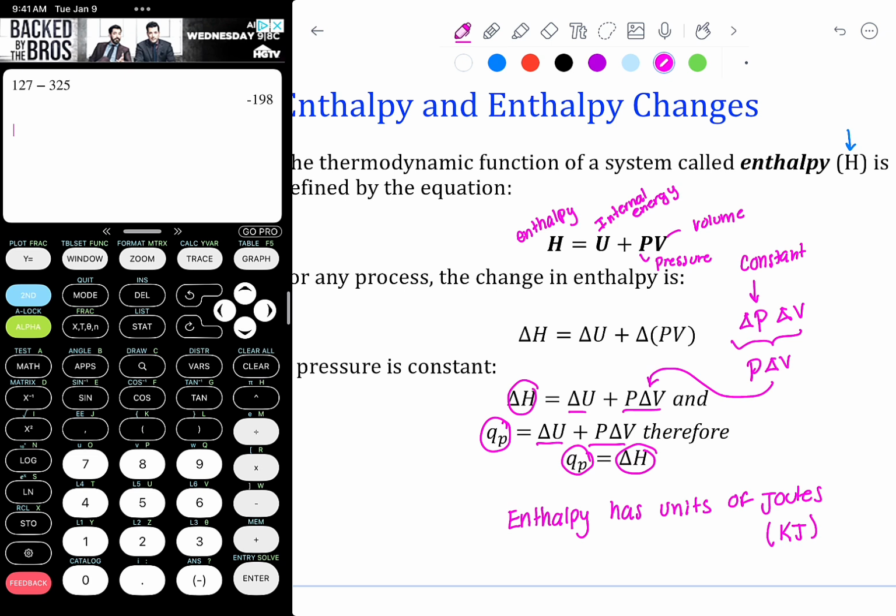So, enthalpy is defined as the internal energy plus the pressure times the volume, and since it's a state function, we can simplify or change that equation to say that the change in the enthalpy is equal to the change in internal energy plus PV work. We know that heat at constant pressure is also equal to the change in internal energy plus PV work, and therefore the heat at constant pressure is equal to the change in enthalpy.